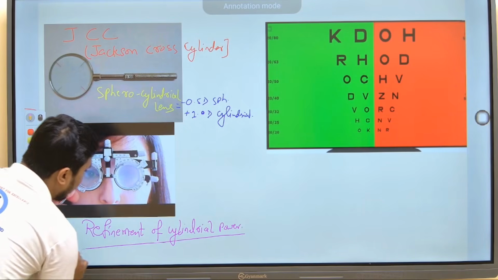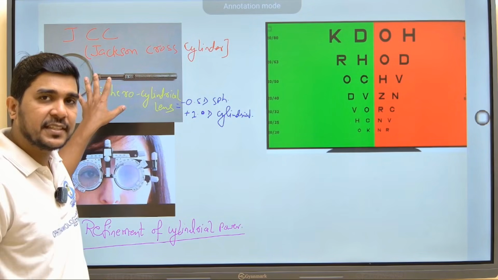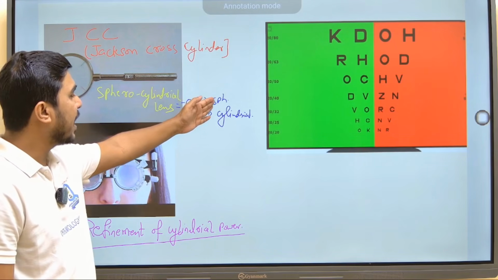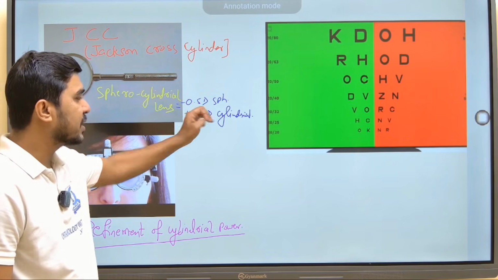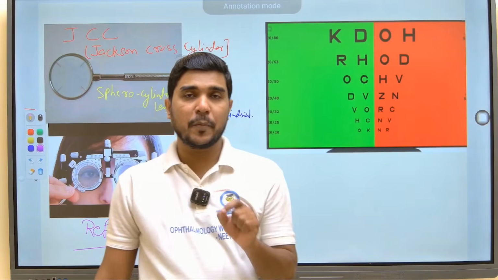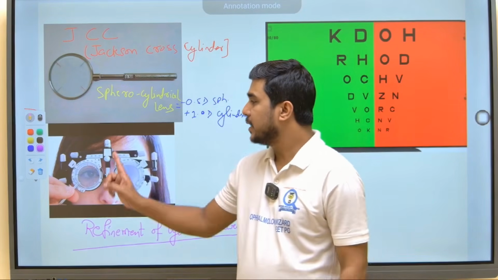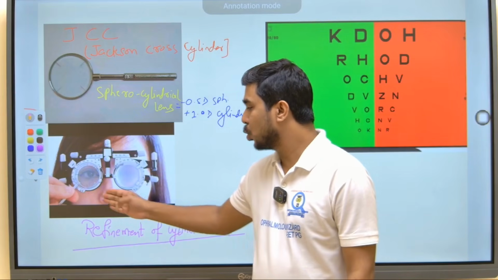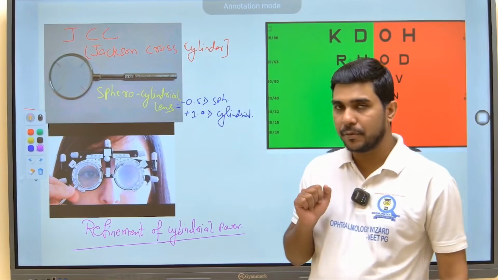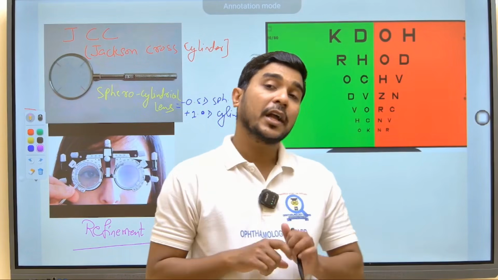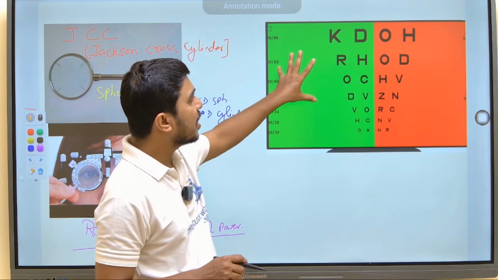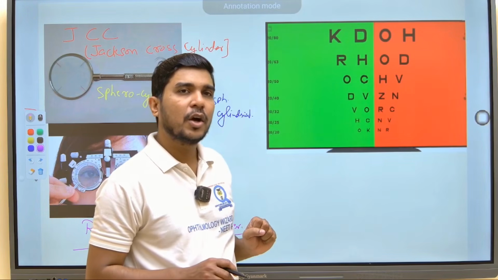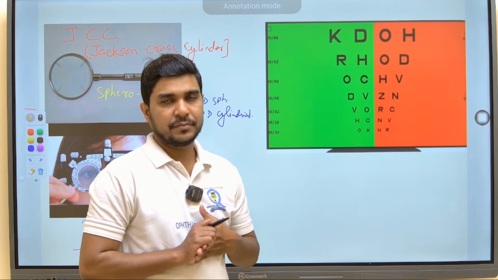So you have a few MCQs related to the JCC. This image is a spherocylindrical lens, 0.5 diopter spherical plus 10 diopter cylindrical, the most common combination of lenses. This is the image where the JCC is being used, and it is used for refining the cylindrical power. Understood? Coming to this photo, this is a red-green chart that is used for chromatic aberration.